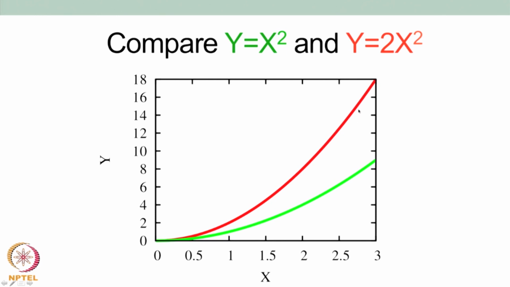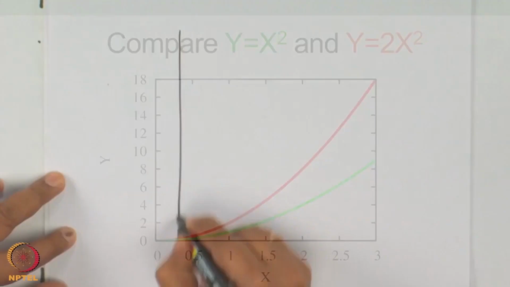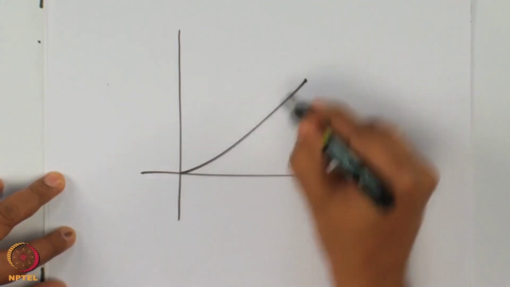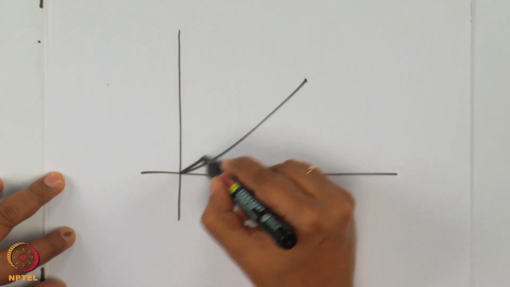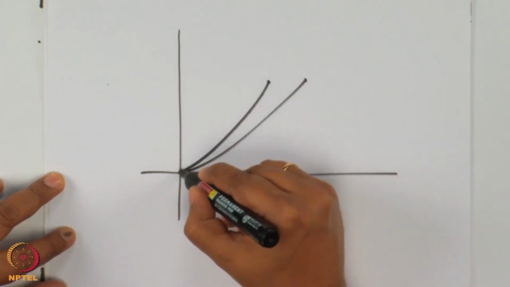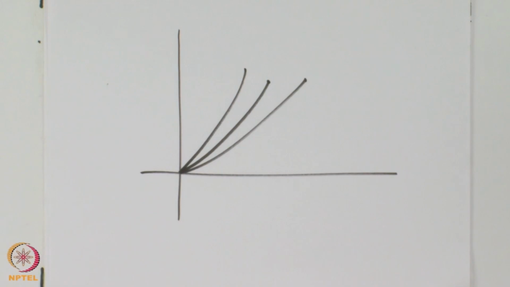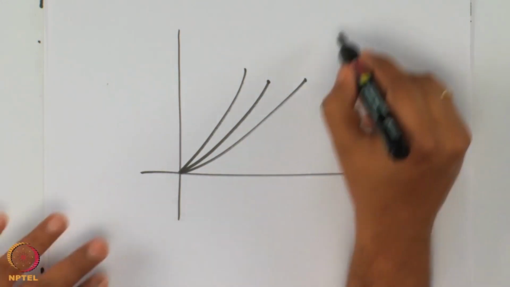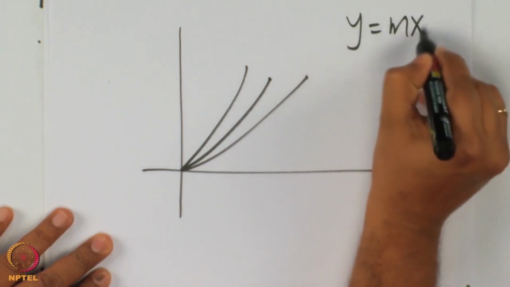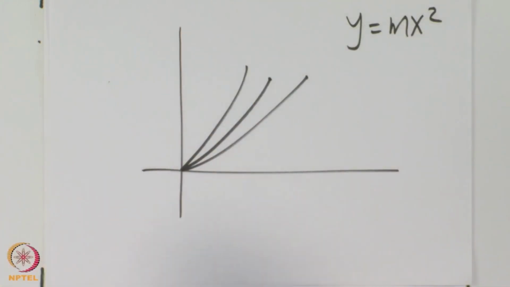So, this will go above this curve and this is how it will look. If it is y is equal to 3x square, it will go further above. You can imagine that if y is equal to x square looks like this, 2x square will go above this, 3x square will further go above this, and so on. More generally, for y is equal to mx square, the shape will be the same, the curve will look roughly this shape.